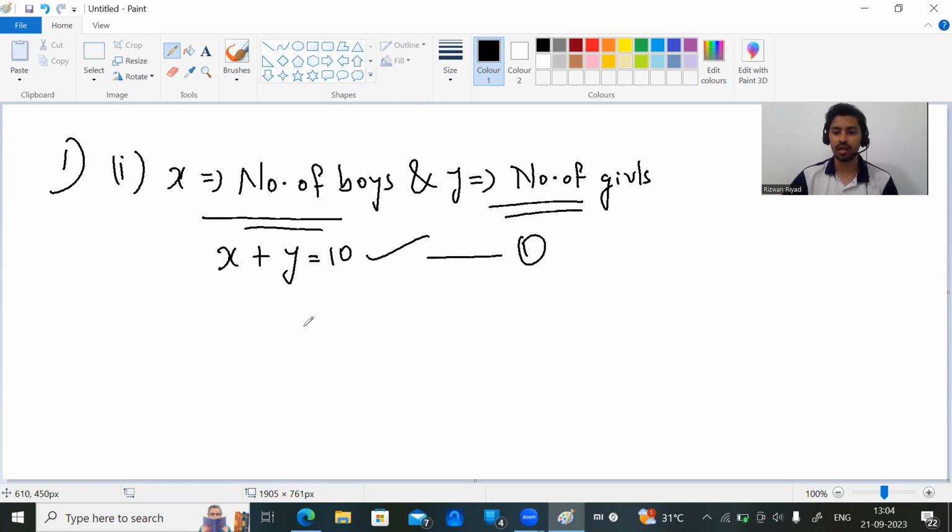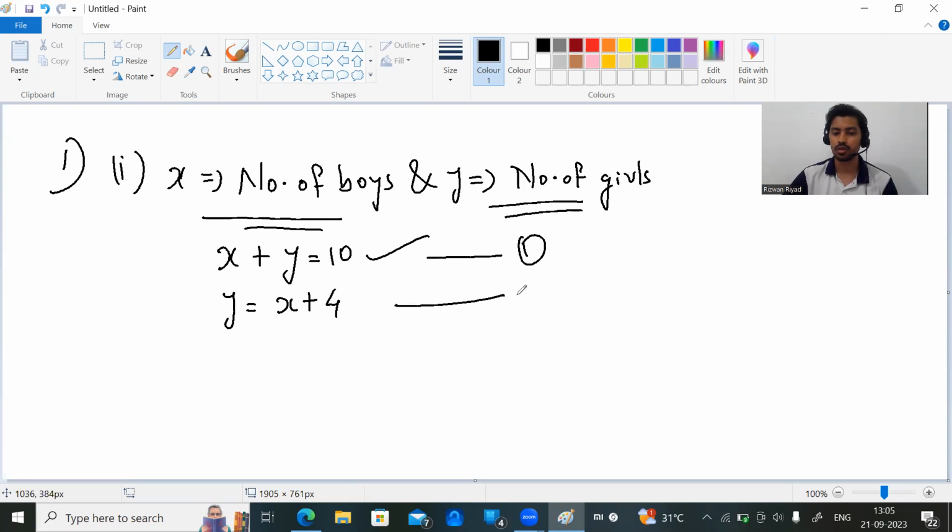Now move to the second detail. What is the second detail given? Number of girls is 4 more than number of boys. What is number of girls? Y. What is number of boys? X. So if number of girls is 4 more than number of boys, that means y is 4 more than x. 4 more than x means x plus 4. That means y is equal to x plus 4.